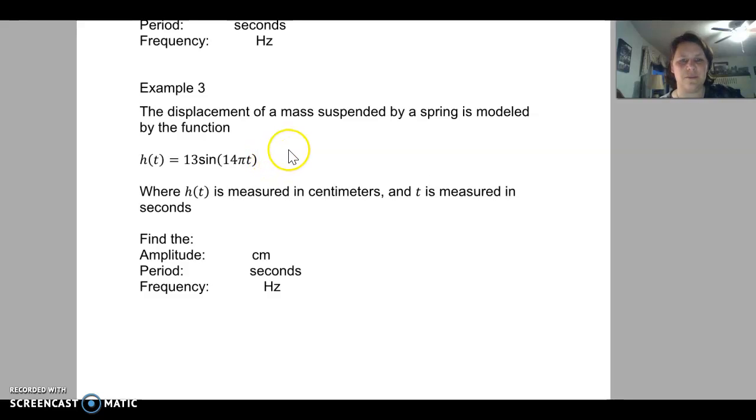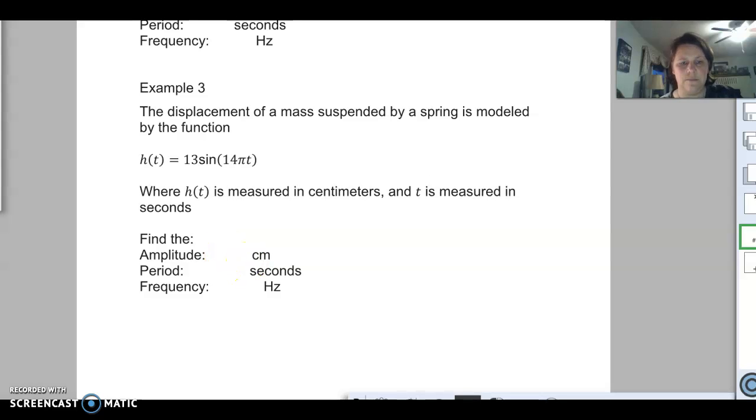Here we have the displacement of a mass suspended by a spring is modeled by the function 13 sine of 14 pi t. We want to find the amplitude. We know the amplitude is going to be 13. We know that the period is going to be, well, b is 14 pi, and p is then going to be 2 pi over 14 pi, which is then 1/7. So our period is 1/7, and therefore our frequency is 7.